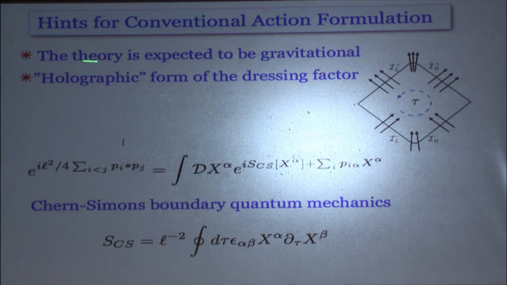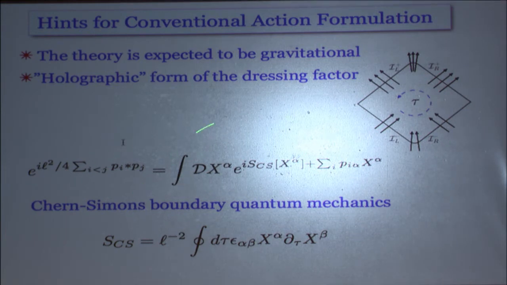First, we expected the theory to be gravitational, for reasons which I mentioned. Furthermore, we knew that there is a holographic form of the dressing factor for the S matrix which I wrote. Remember, this was the exponent which I used to dress the amplitude. There is the following nice expression for it, which at the moment is just an integral formula. You may get this kind of expression if you consider Chern-Simons quantum mechanics, a quantum mechanical theory living on the boundary of Minkowski spacetime. So it's really a holographic description of this theory.